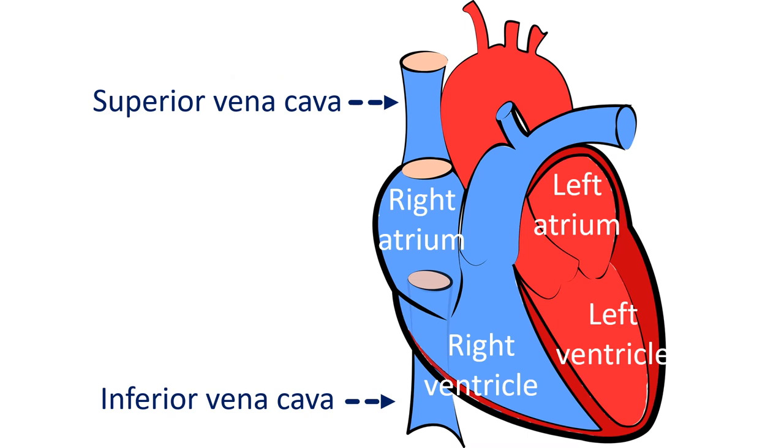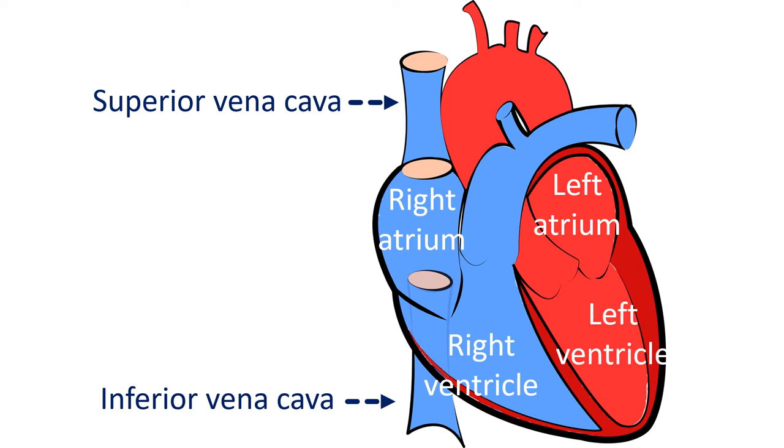Blood returns from the lungs after oxygenation to the left atrium. From the left atrium, it enters the left ventricle through the mitral valve. The left ventricle pumps it through the aortic valve to the aorta.